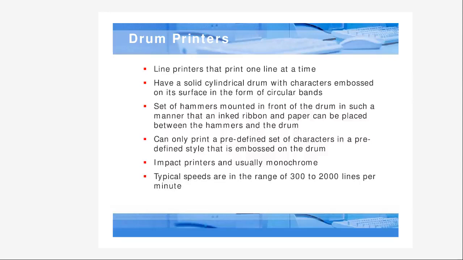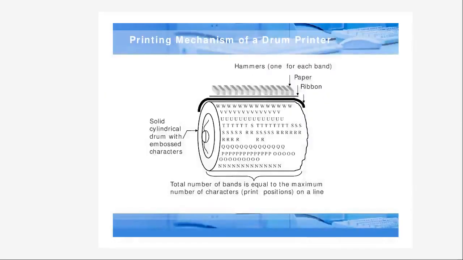So this printer is also called an impact printer. Why? Because here we use hammers. Hammer striking is there in this printer, and it is usually monochrome. Monochrome means black and white. Typically speeds are in the range of 300 to 2000 lines per minute. Per minute we are printing how many lines? 300 to 2000 lines.